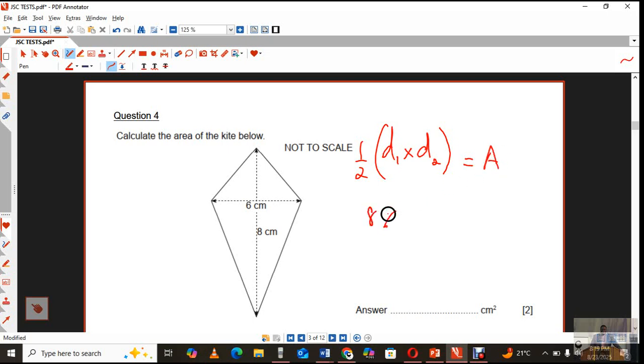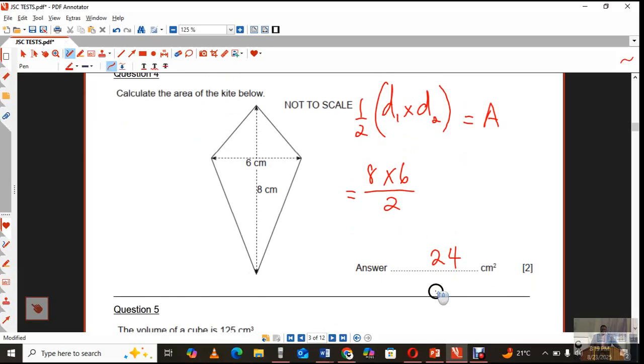So that means 8 times 6 divided by 2 gives us the area. Okay, and 8 times 6 divided by 2, that's 4 times that. So that's just going to be 24x squared. So that is the answer to that.